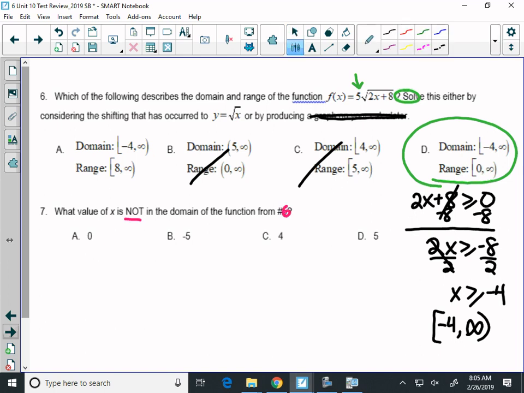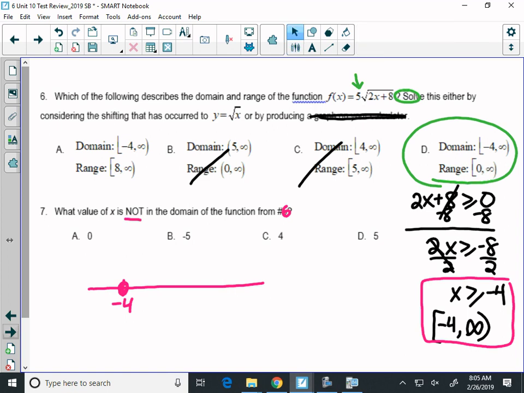Now, the question in 7 says, which of the following values of x is not in the domain from number 6? So I look at my domain, all the x's greater than or equal to negative 4. I want to know which of those numbers is not greater than or equal to negative 4. Well, 0 is definitely bigger than negative 4. And if you need to, think about a number line here. My domain, drawn in a different color, are all these numbers to the right of negative 4. 0 is in that domain, so that's not our answer.